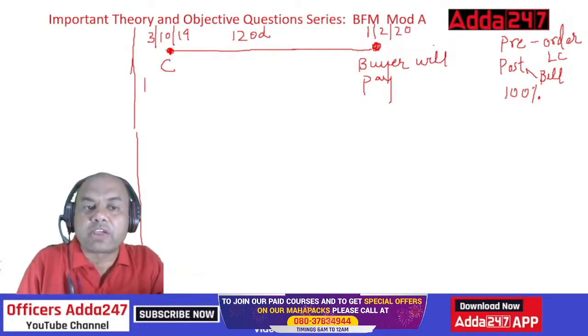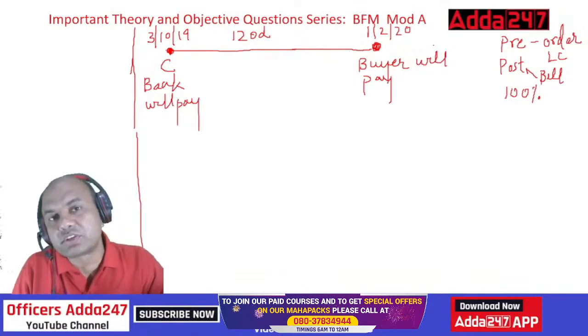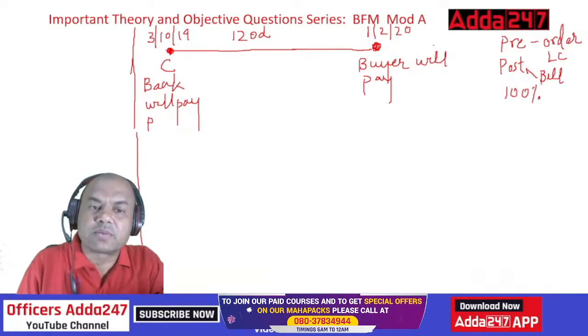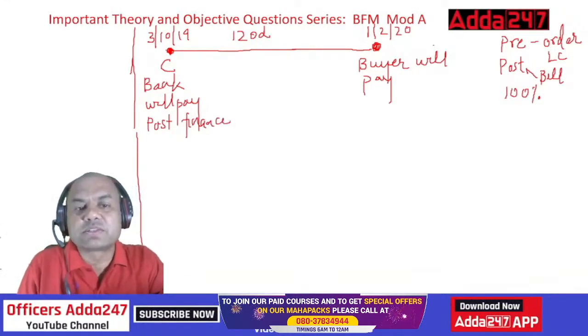So on this date the bank will pay. The bank is paying the post shipment finance. Look at this, right? So the bank will pay up to what date? The bank is giving a finance, post shipment finance.